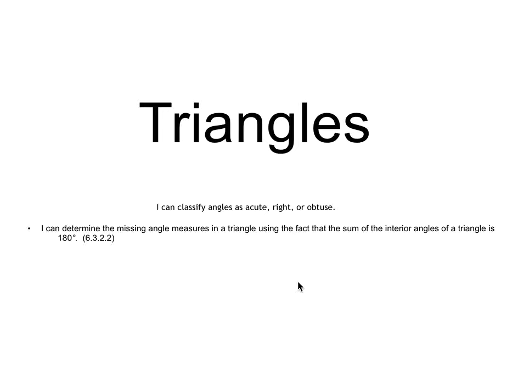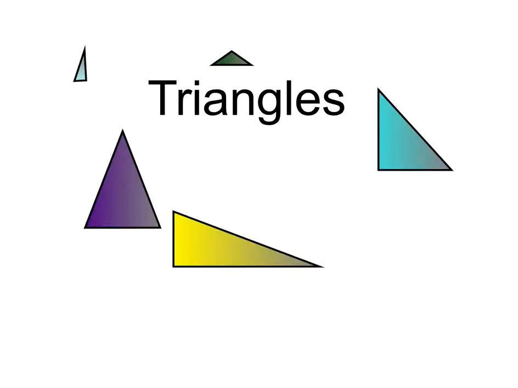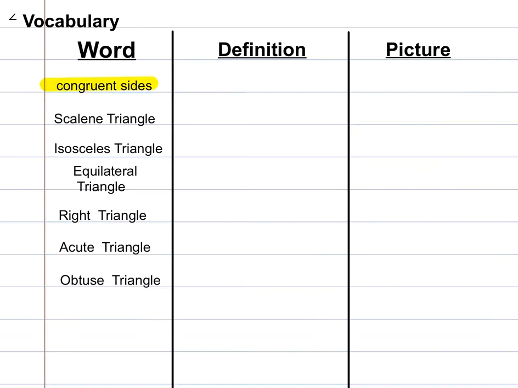I can classify angles as acute, right, or obtuse in triangles, and I can determine the missing angle measures in a triangle using the fact that the sum of the interior angles of a triangle is 180. So let's go through triangles quickly. Before we do on your sheet, I want to go through congruent sides.